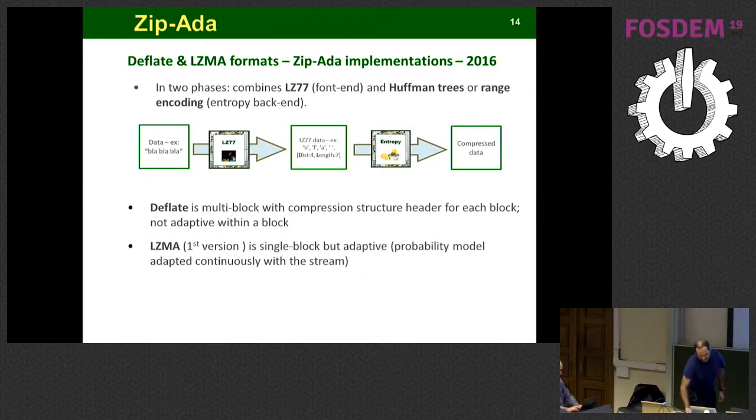So a little bit about the internals. Deflate and LZMA, so the things I have implemented relatively recently, they are both two-phase algorithms. So you have first a string matcher, the LZ77 algorithm. And then you have the entropy encoder to squeeze this pre-processed signal, basically. And it's the same principle for deflate and LZMA, but with deflate you have Huffman trees. LZMA, it's a range encoding, it's a much more powerful compression stream scheme for entropy.